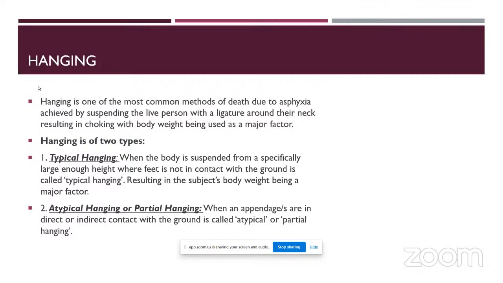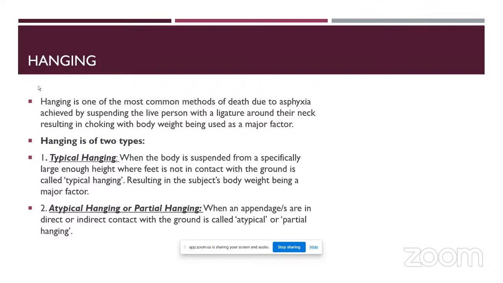Now, when I talk about hanging, there are two different types of hanging: atypical hanging and typical hanging. What is typical hanging? Typical hanging is a particular position in which the body has no contact with the ground. The full constriction of the body is being done.